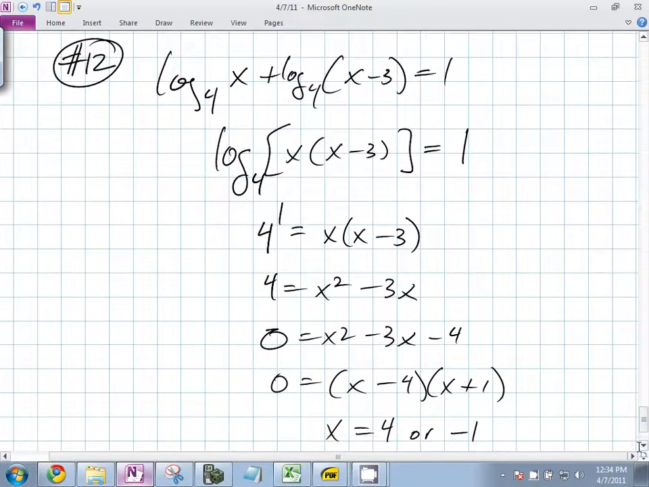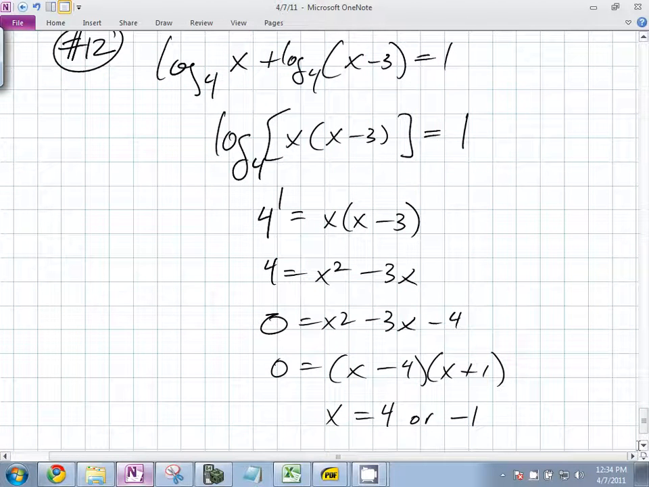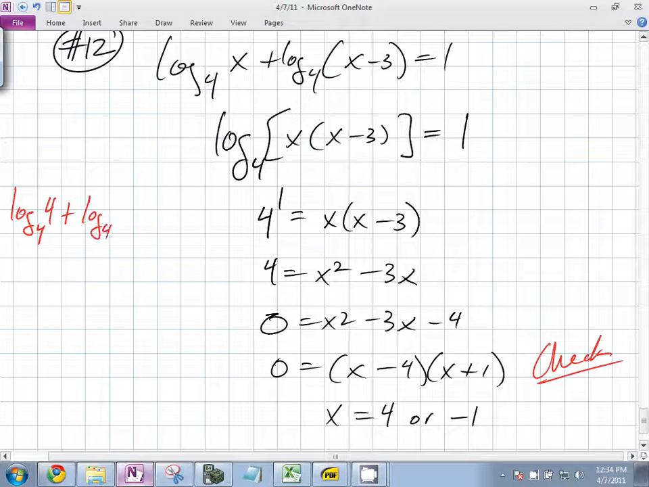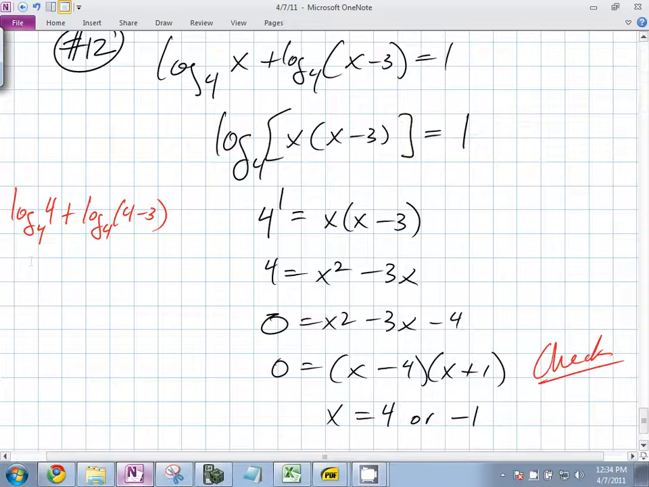But what should you always do, especially on log problems? Check, check, check. Check 4. Log base 4 of 4 plus log base 4 of 4 minus 3. Well, what's log base 4 of 4? 1 plus log base 4 of 1. What's log base 4 of 1? 0. So that's 1. So that checked out.